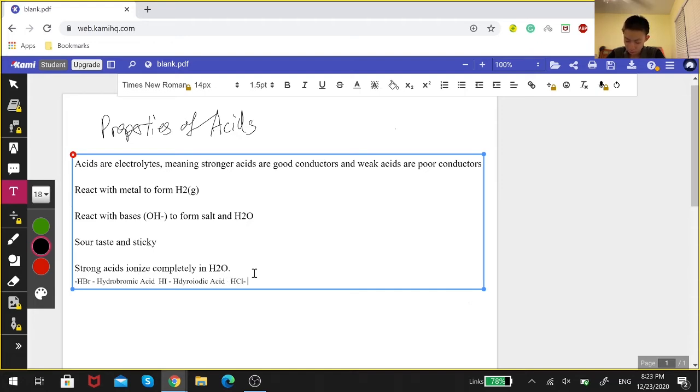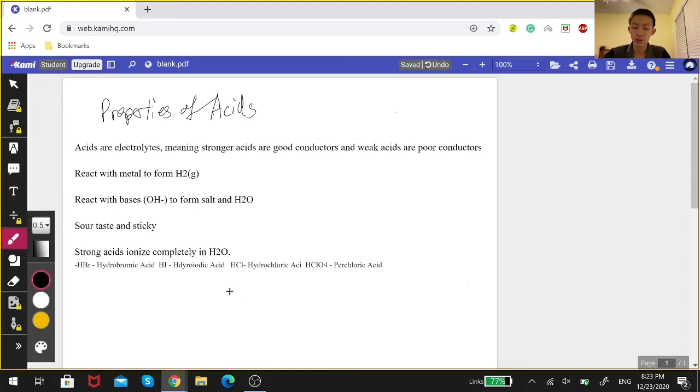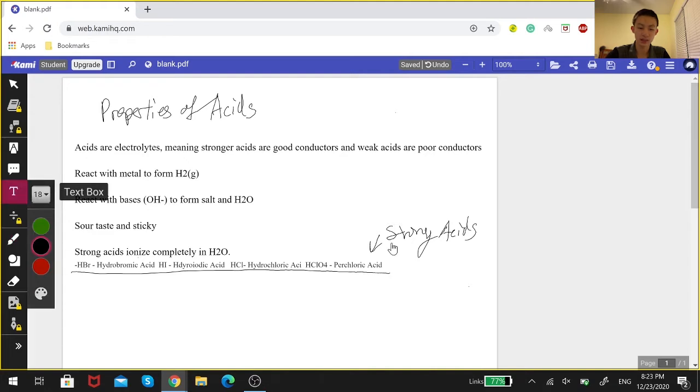HCl, hydrochloric acid, and HClO4, perchloric acid. If it's not one of these, then it's a weak acid. So these five you see over here are the only strong acids that we're going to use. If it's not one of these, then it's a weak acid.